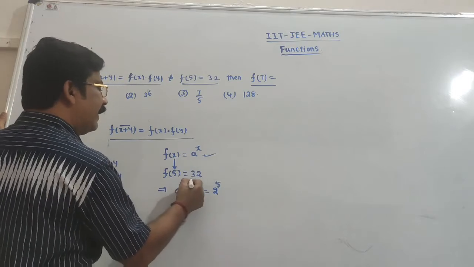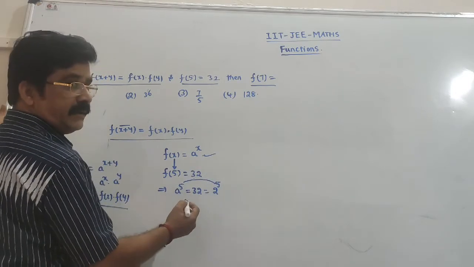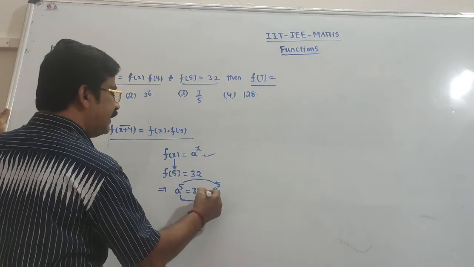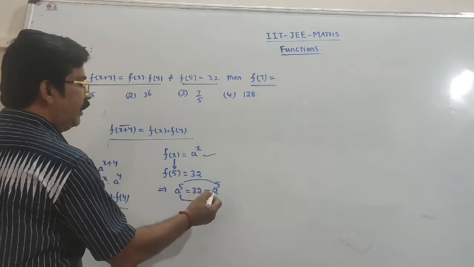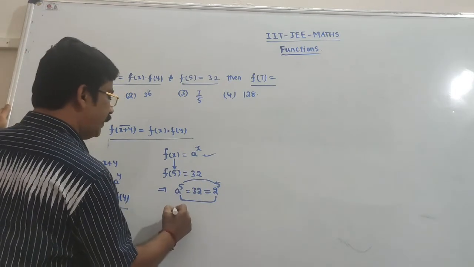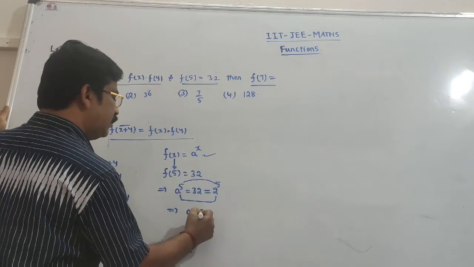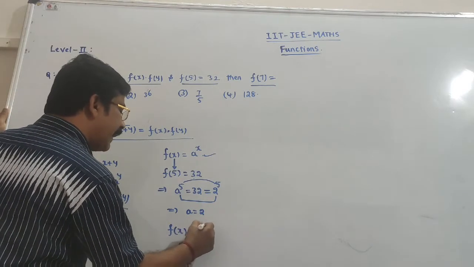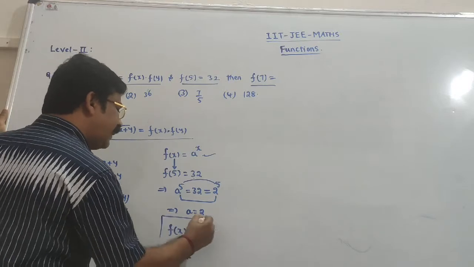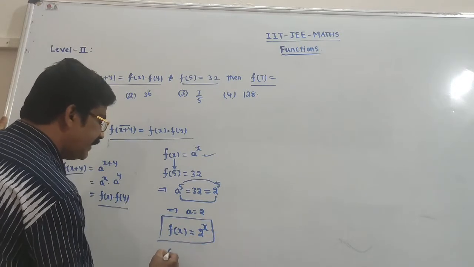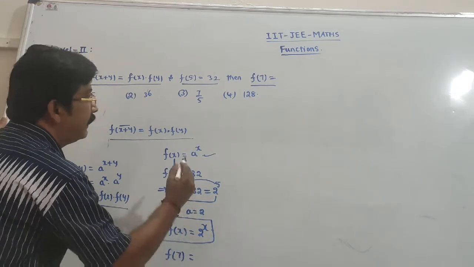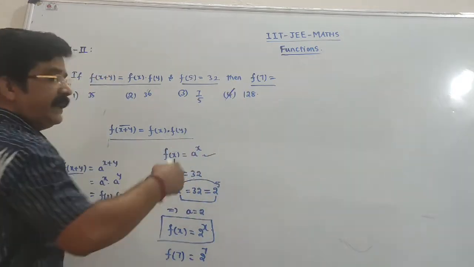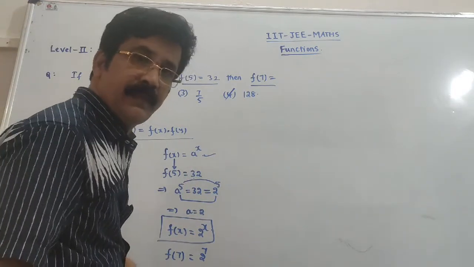So clearly, when the exponents are the same and there is equality between the two values, then the bases will be the same. Therefore a is equal to 2. Hence f of x must be a power x, meaning 2 power x. Now the question is f of 7, which is 2 power 7, that is 128. Fourth option is right.